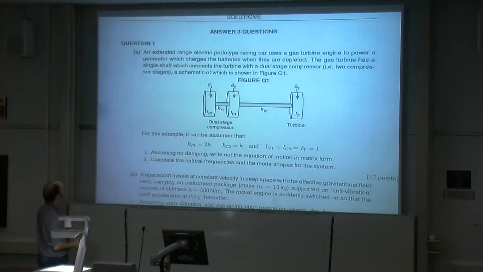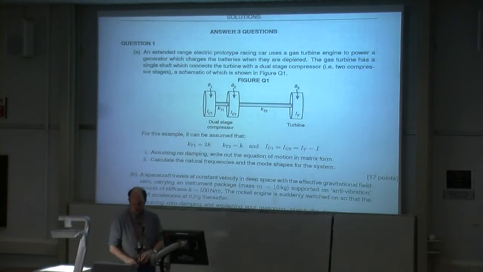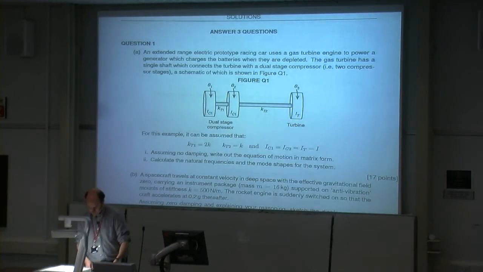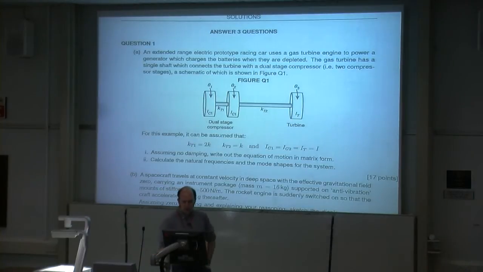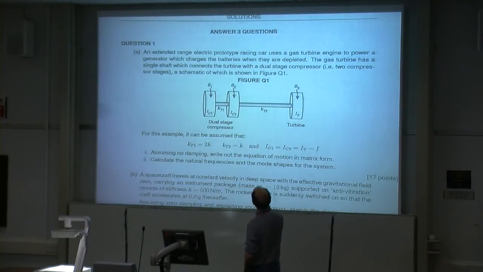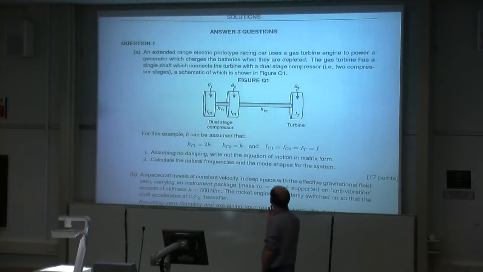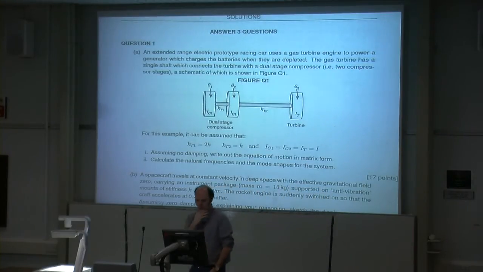Okay, you may have seen this before because it's also in the notes, but I thought we'd do it as if we were in an exam. You've got an application here: an extended range prototype racing car uses a gas turbine engine to power a generator, which charges the batteries when they're depleted.